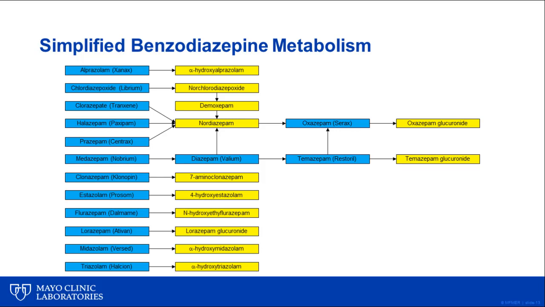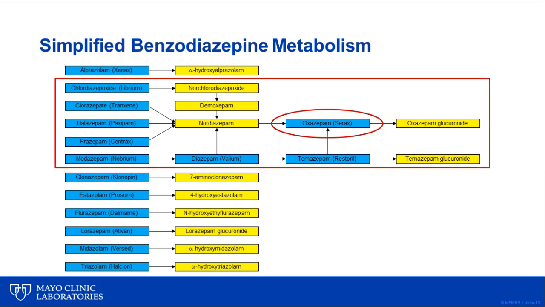This slide shows a simplified metabolic pathway for benzodiazepines. Each blue box contains a separate prescribable benzodiazepine, parent drug. The arrows then indicate the metabolites formed in the body when the drug is broken down. As I stated earlier, the antibody in most commercial benzodiazepine immunoassays is targeted against oxazepam. Therefore, these immunoassays tend to be good at detecting benzodiazepines in this common pathway, outlined by the red box.